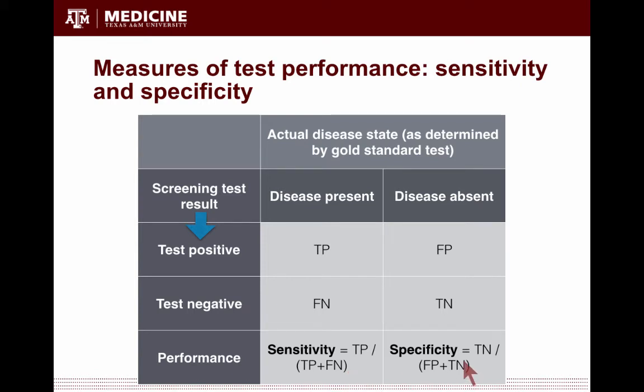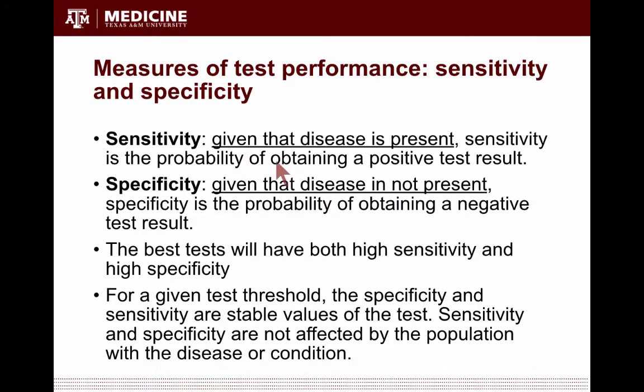The specificity of the test can be computed as the number of true negatives divided by the total of false positives plus true negatives. So the number of true negatives divided by the total of those subjects with disease absent. Sensitivity can be defined as, given that disease is present, the probability of obtaining a positive test result. And specificity, given that disease is not present, is the probability of obtaining a negative test result.